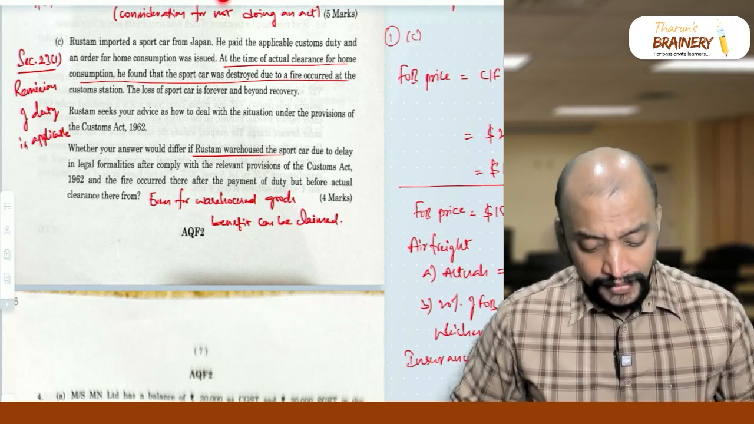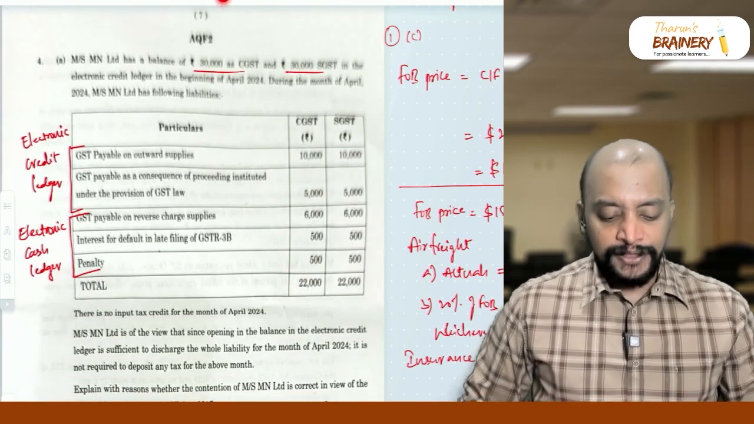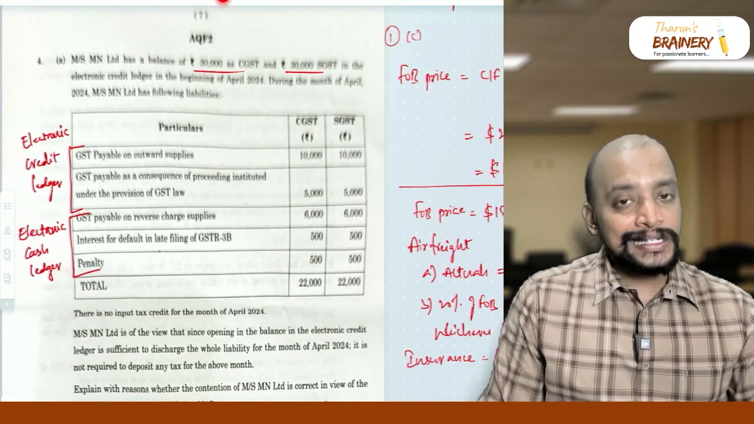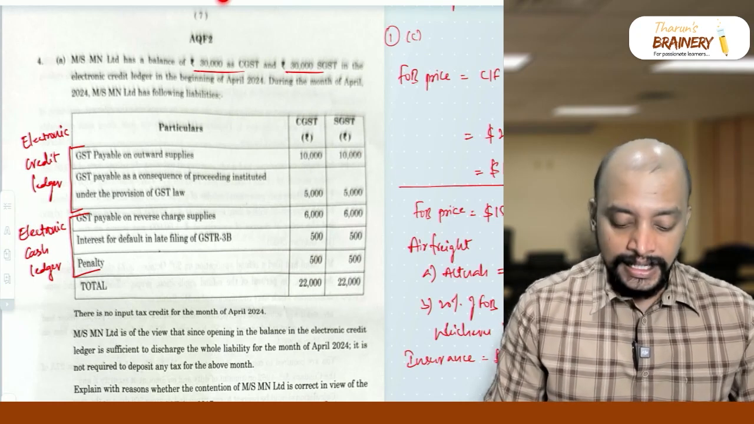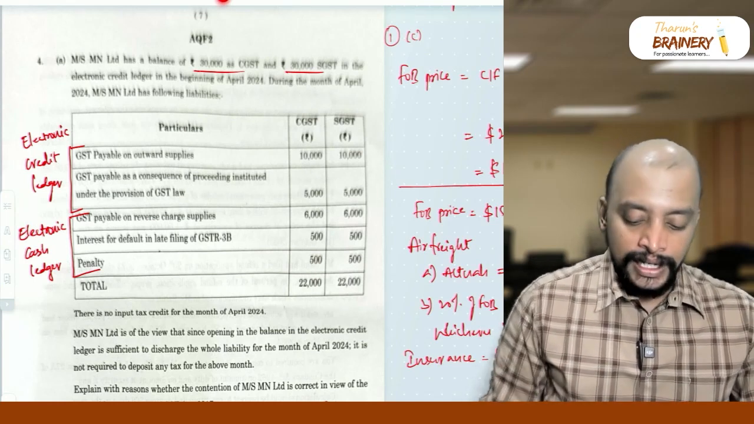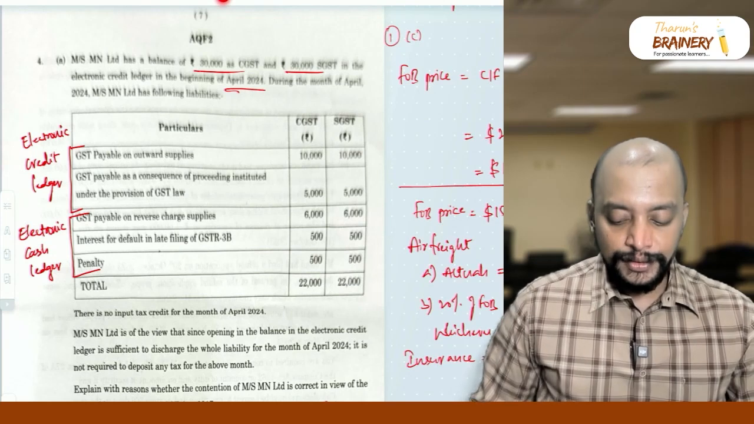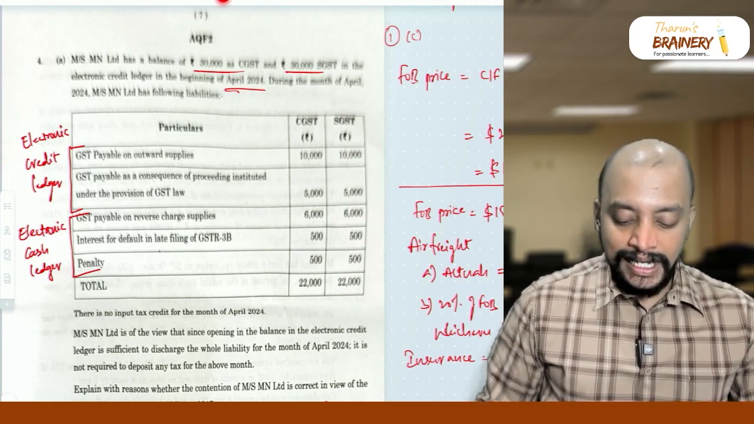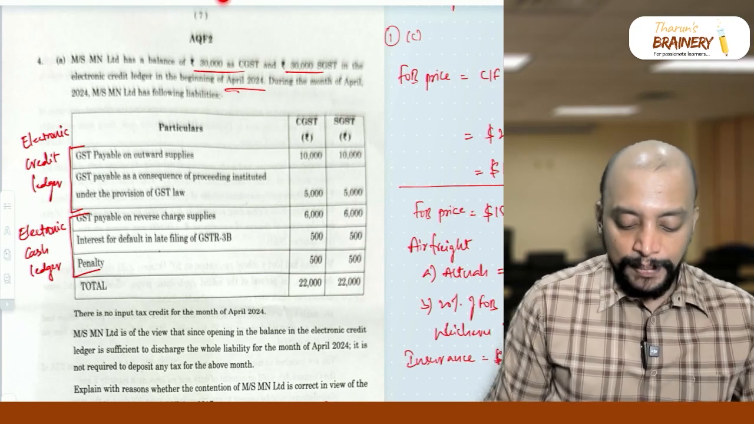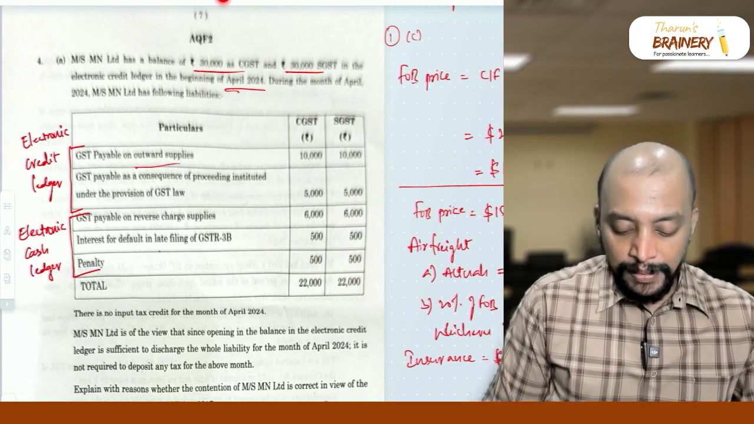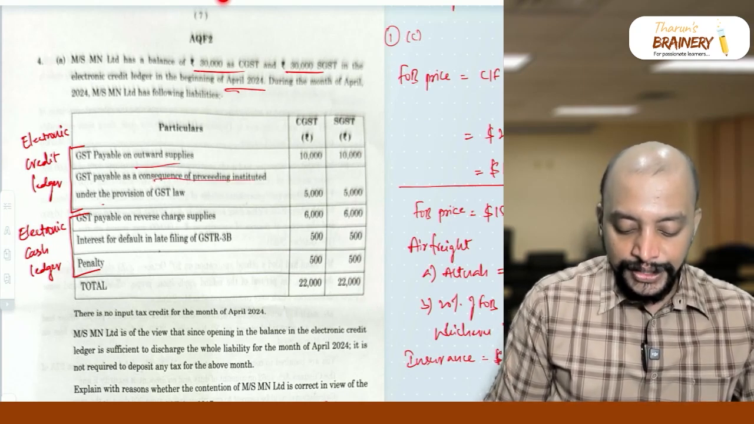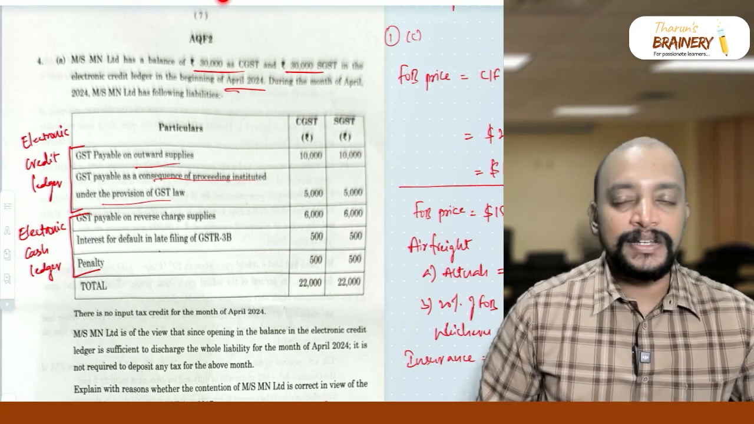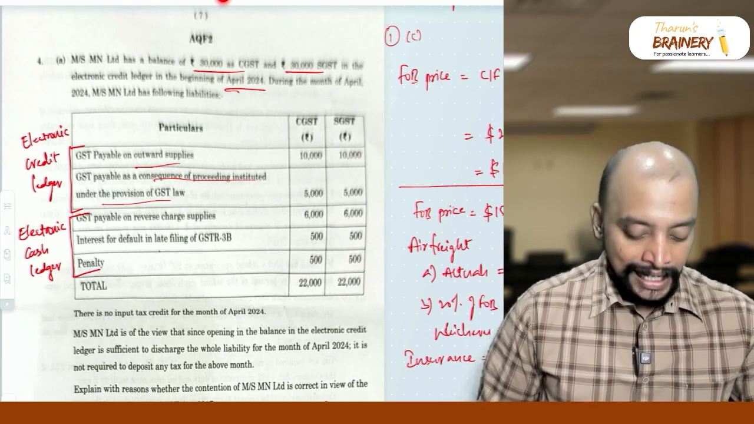Then next one, question number 4, Messrs MN Limited has a balance of 30,000 as CGST and 30,000 as SGST in the electronic credit ledger in the beginning of April 2024. During the month of April 2024, Messrs MN Limited has the following liabilities: GST payable on outward supply, GST payable as a consequence of proceeding instituted under the provisions of law, which means demand and arrears of tax, demand under 73 or 74, like that.